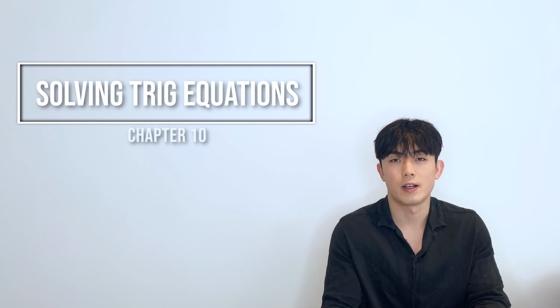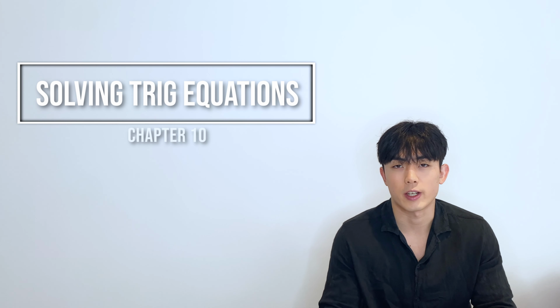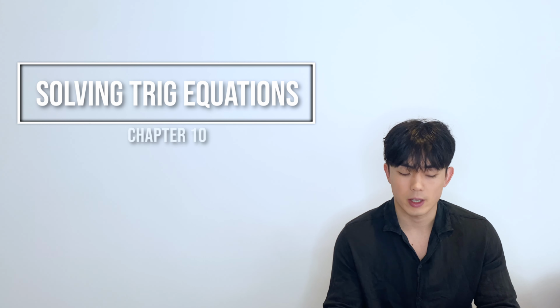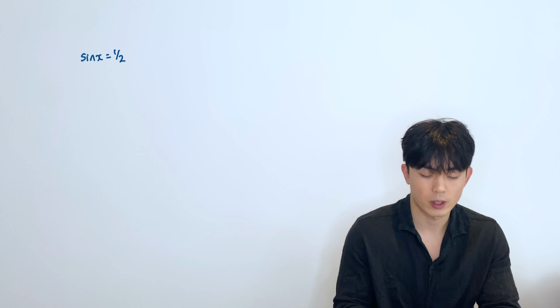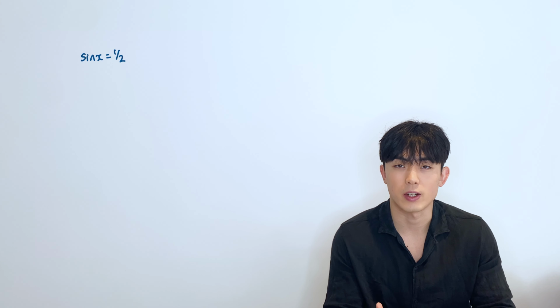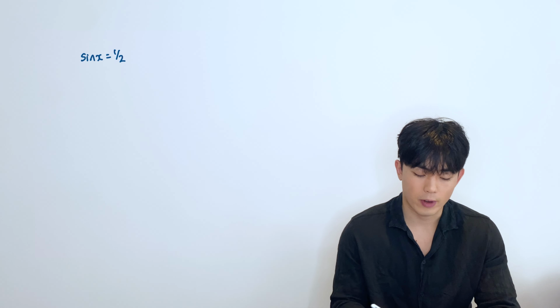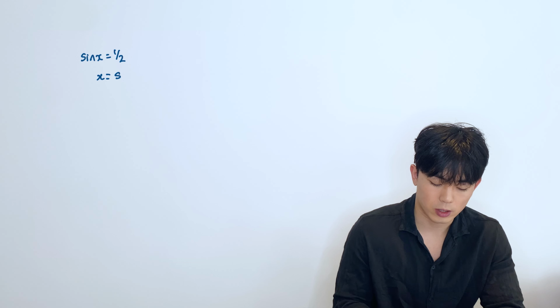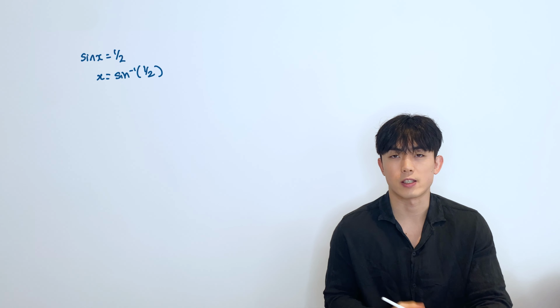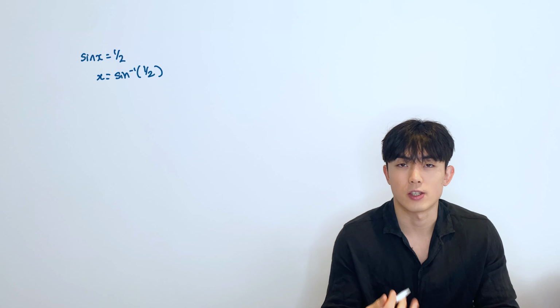Right, so in this video, we're going to be looking at how to solve trig equations. An example of a trig equation is something like sine x is equal to 1 over 2. Essentially, we're trying to find this x value, this angle. So the way we'd go about finding it is to say x is equal to the inverse sine of 1 over 2. This is the inverse sine, and you just plug this into a calculator.